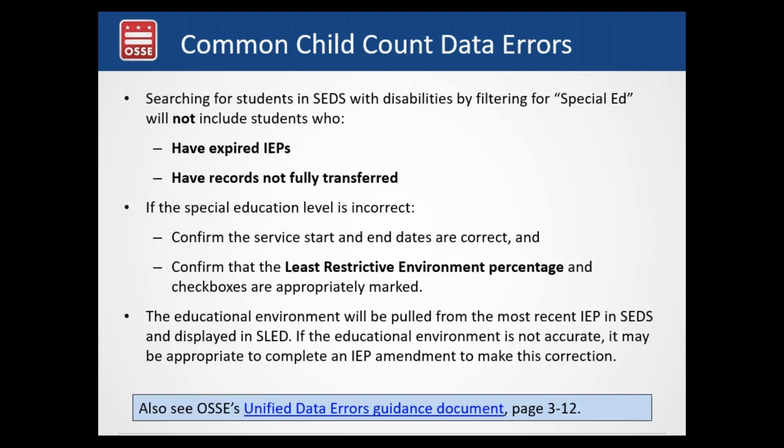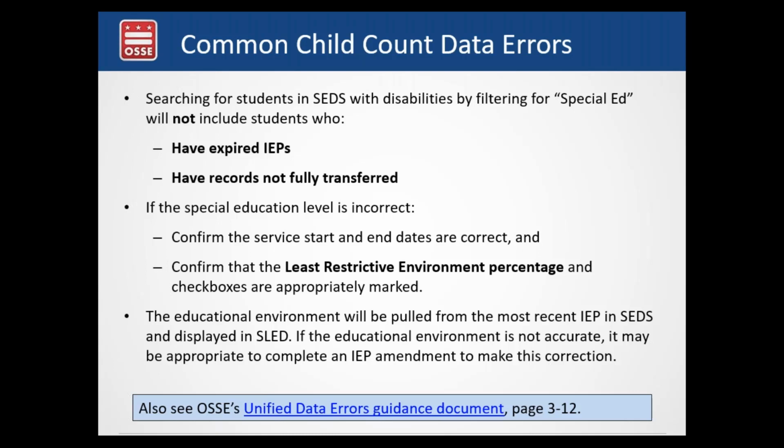The special education level is incorrect. You should confirm the service start and end dates, make sure that they are correct and within the time frame of the IEP. Also, you want to confirm that the least restrictive environment percentage and checkboxes are appropriately marked. If you're new to SEDS, a thing that you should know is that SEDS does not automatically select the checkboxes for you. The user is required to do that, and that is an area that people often make mistakes by simply checking the incorrect box.